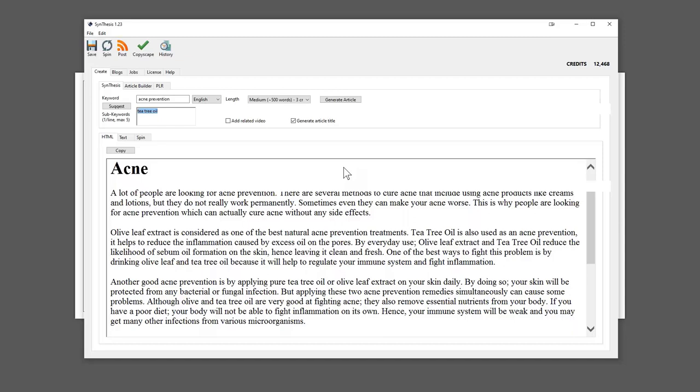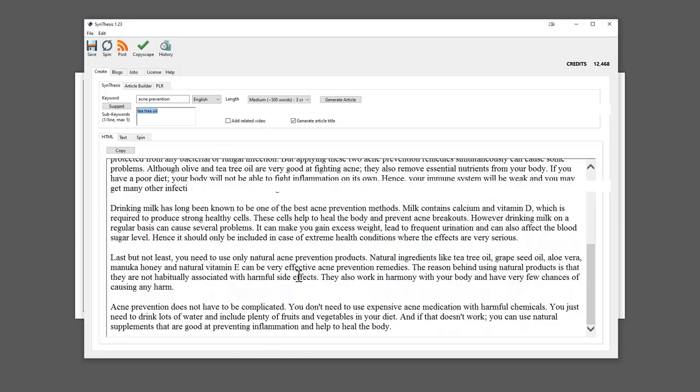One of the best ways to fight this problem is by drinking olive leaf and tea tree oil. Oh, well, we've changed that bit, because it will help to regulate your immune system and fight inflammation. Another good acne prevention is by applying pure tea tree oil or olive leaf extract on your skin daily. Okay, so I'm not going to read the entire thing, but we've got a bit more further on, as you can see.